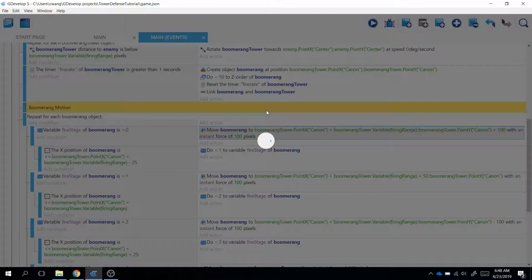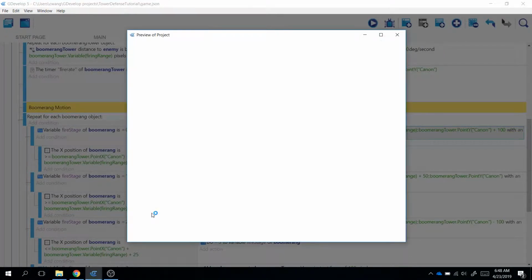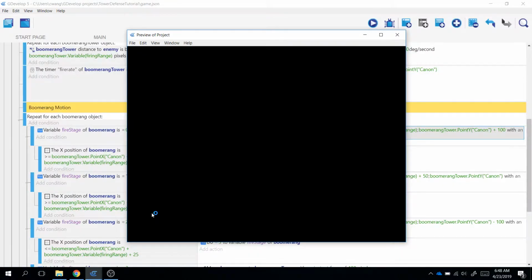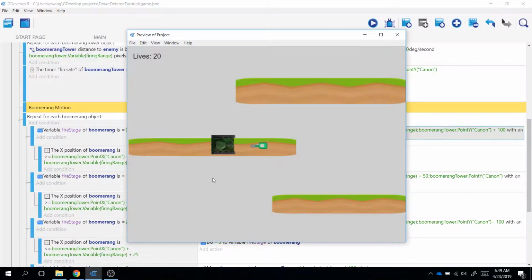Boom, bum, bum. Boom, bum, bum. Boom, bum, bum, bum, bum. Bum, bum, bum, bum, bum, bum, bum. Bum, bum, bum. Bum, bum, bum, bum. Alright, so we kind of see 1, 2, 3. There isn't really a 4th stage. 1, 2, 3.